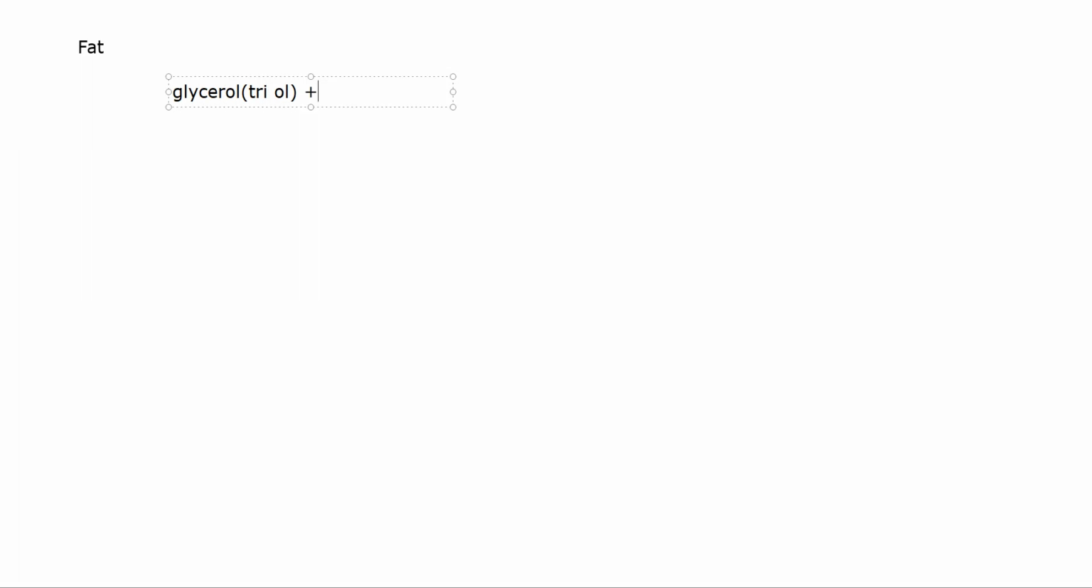So when glycerol reacts with fatty acids, this will result in a formation of, and what are fatty acids? Fatty acids are carboxylic acids. This will result in a formation of fat, the polymer, plus water molecule. So the forward reaction is known as polymerization. And the reverse reaction is known as hydrolysis.